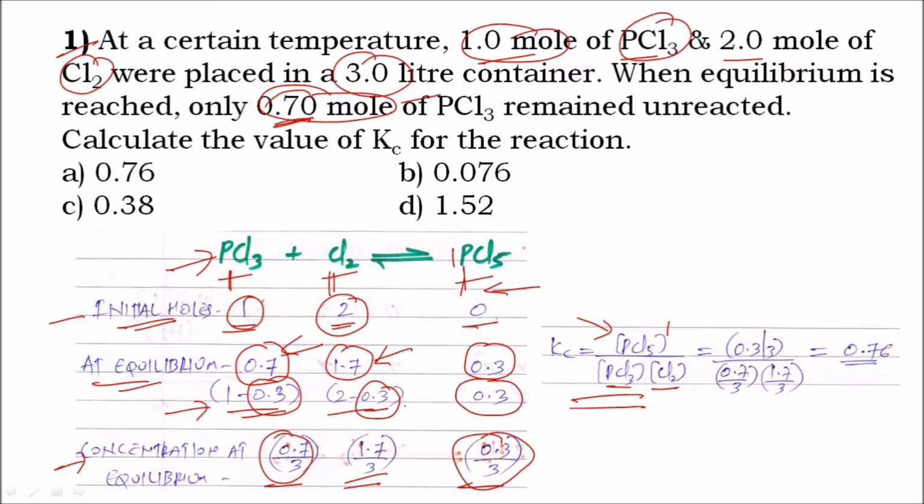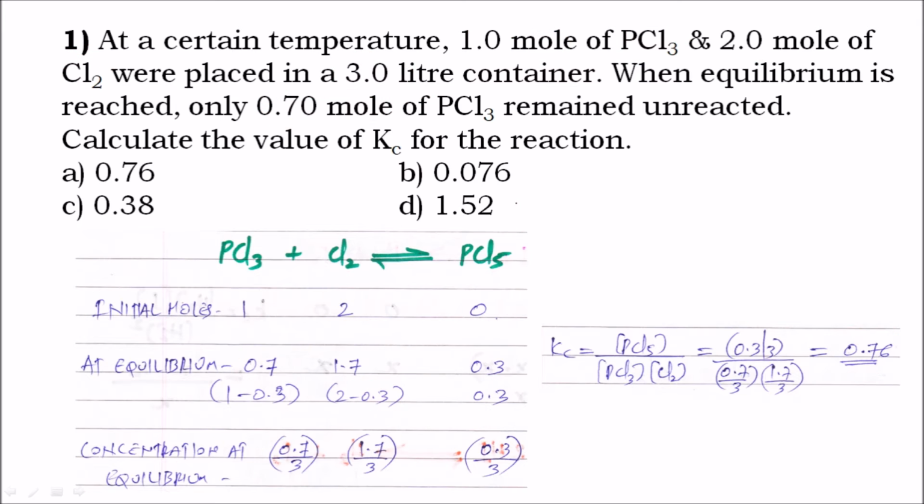PCl5 concentration is 0.3 by 3. Then this is the concentration of PCl3 and this is the concentration of Cl2. If you simplify, you'll get the answer as 0.76. So the right answer for this question is 0.76. You can see the option is A. So this is the first question based on calculation of equilibrium constant.